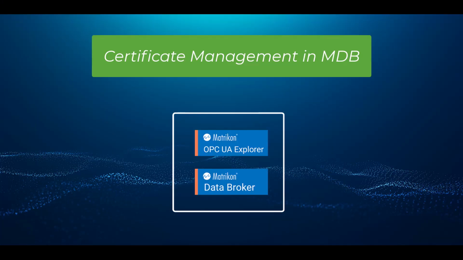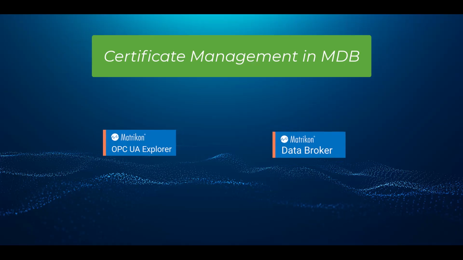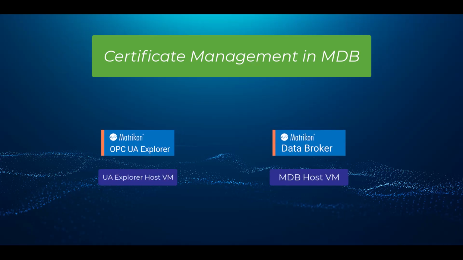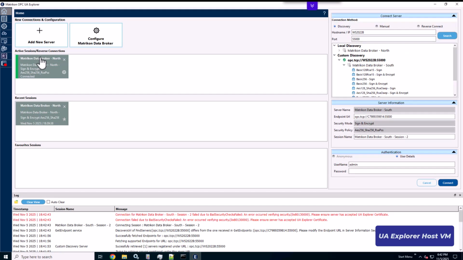However, if the components are installed on different computers, you must install the certificates manually to ensure a successful connection. I have two virtual machines in this example. I'll try to connect UA Explorer on this one to Data Broker on VM2. This connection attempt fails, and although there is no advisory pop-up, an error message appears in the log window.